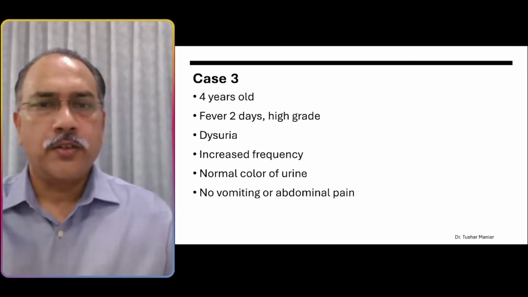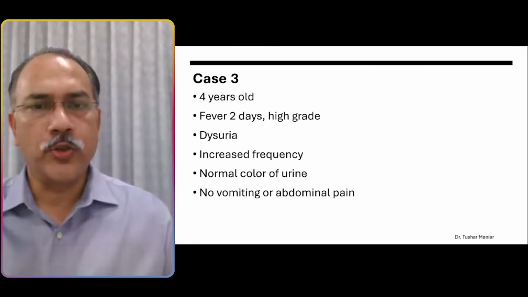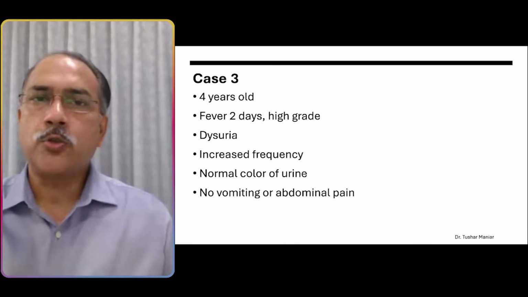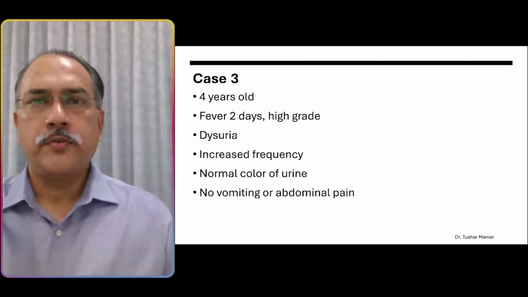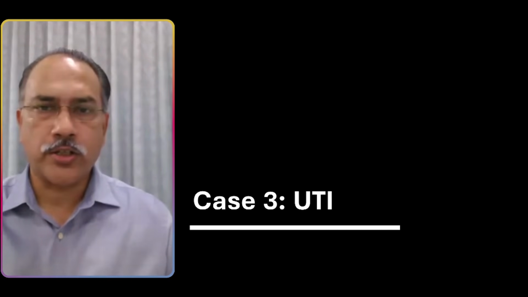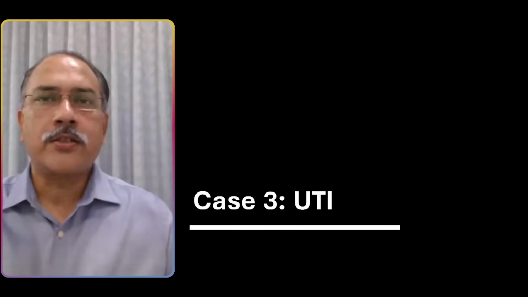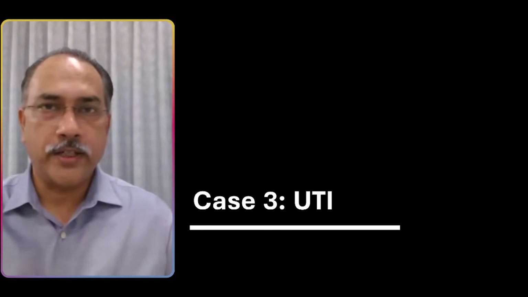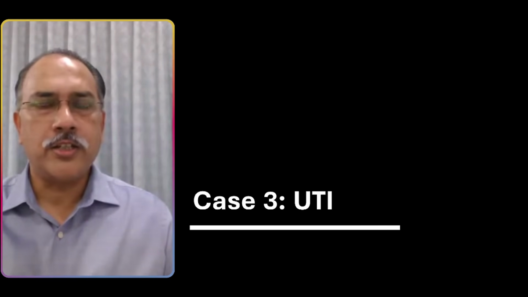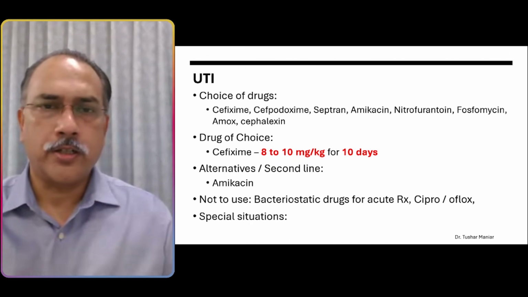Let's go to the third case. We have a 4-year-old, fever for 2 days, high grade. There is dysuria and increased frequency of urine. Color of the urine is normal and there is no vomiting or abdominal pain associated with that. So what are we talking about? We are thinking in terms of urinary tract infection, most likely a lower urinary tract infection, at least not pyelonephritis, no vomiting, no abdominal pain, child has not been reported to be very toxic, and hence we'll send a urine routine culture and then only we will start with an antibiotic.